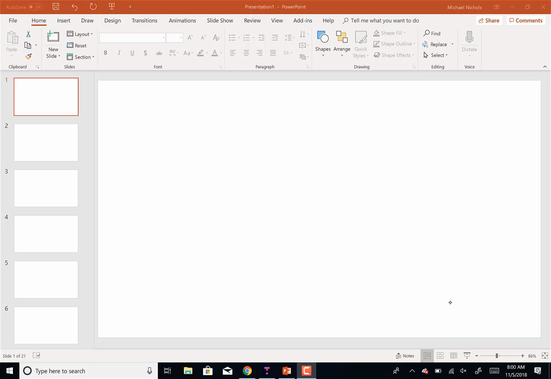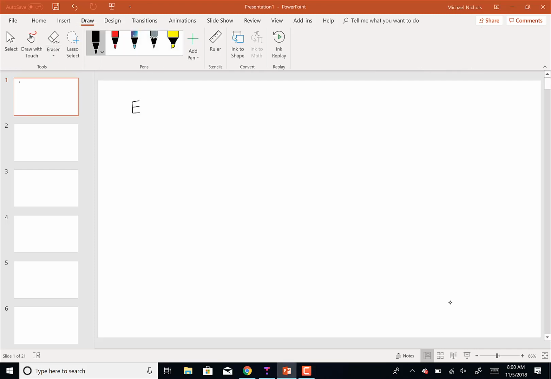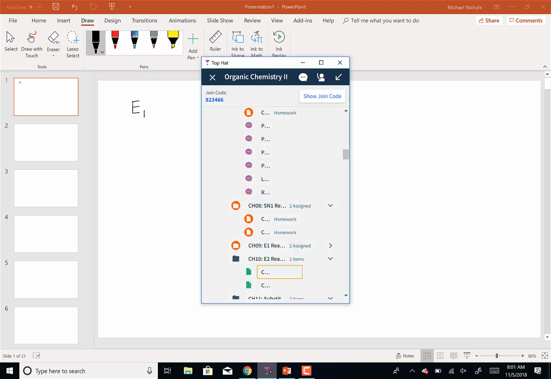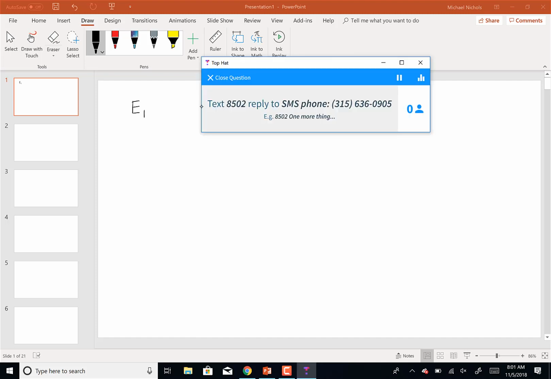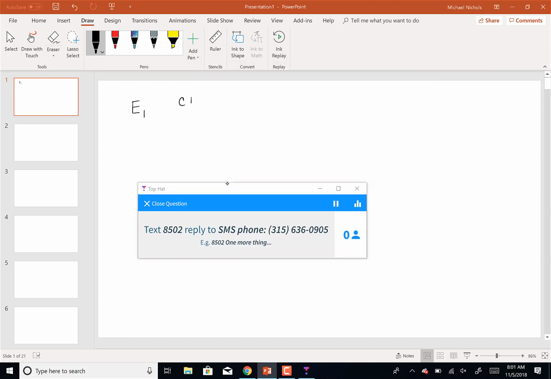We're going to do E1 today. So E1, here's my question about E1. Do you think for E1 there will be a carbocation intermediate? Yes or no? When we talk about our E1 mechanism, is it going to involve a carbocation? Yes or no?